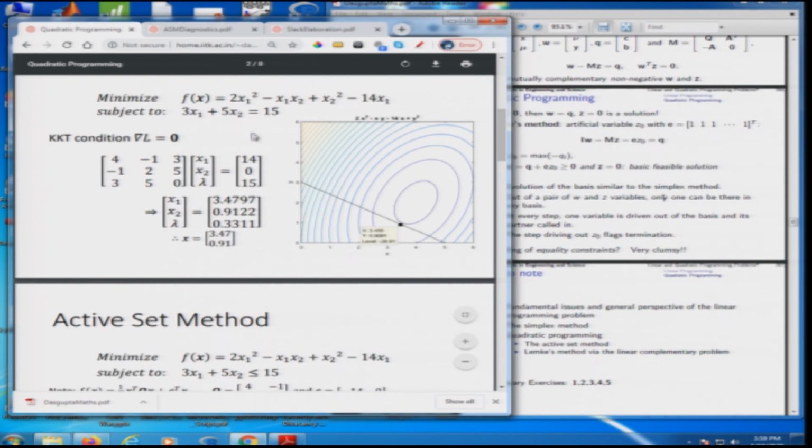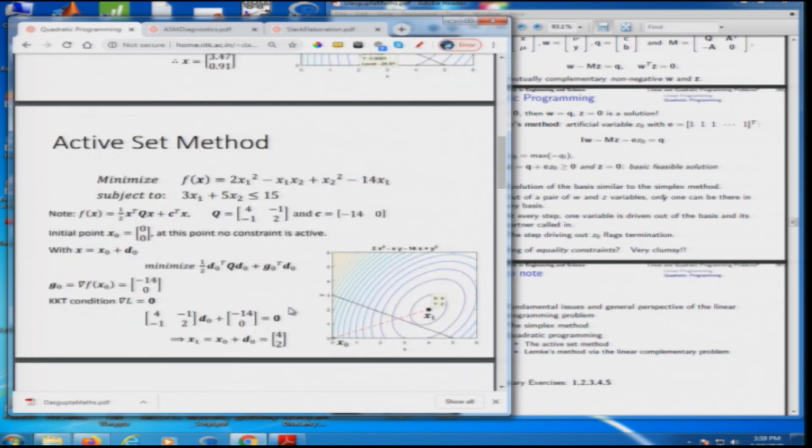Now, what do we do? We replace this equality by a less than or equal inequality and then try to solve it by the active set method and slack variable method. So, minimize this subject to this inequality constraint. So, here Q is this, c is this, minus 14, 0.